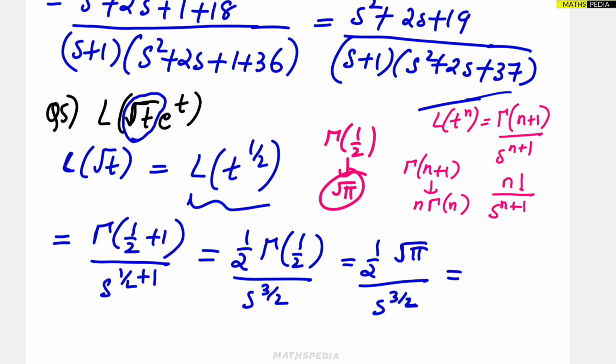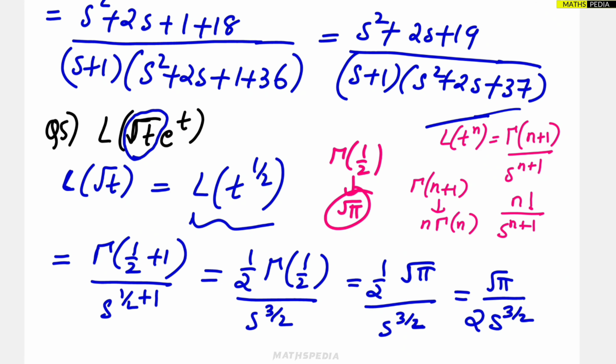If you didn't understand this simplification of the Laplace transform of t power half, kindly watch the previous video. There we have done many problems based on t power n. So this will be root pi divided by 2; you can take the denominator as 2 into s power 3 by 2. So this part we got. This is not the final answer. We have got only the Laplace transform of f of t, which is t power half. Now we have to multiply with e power t.